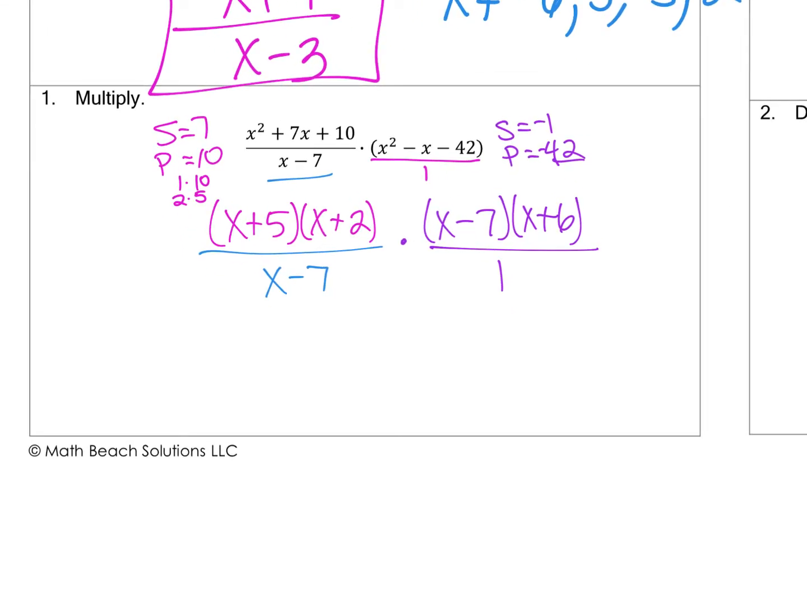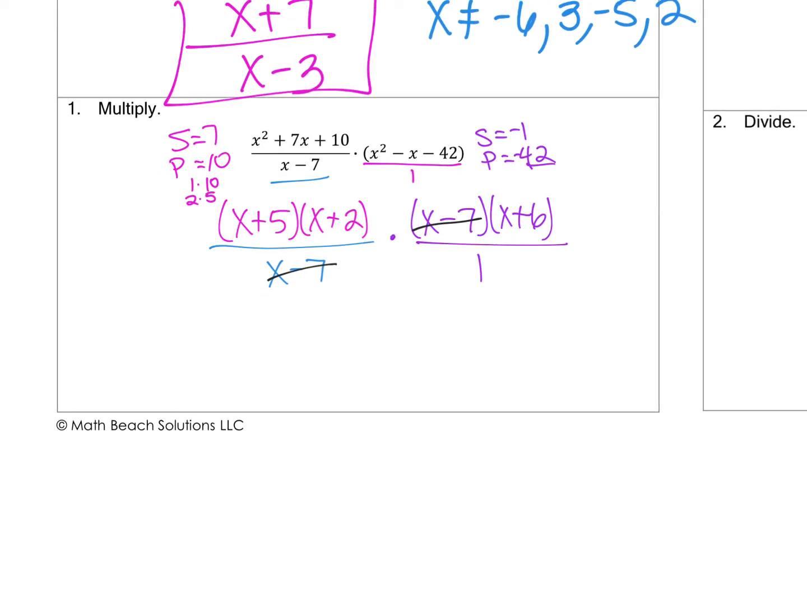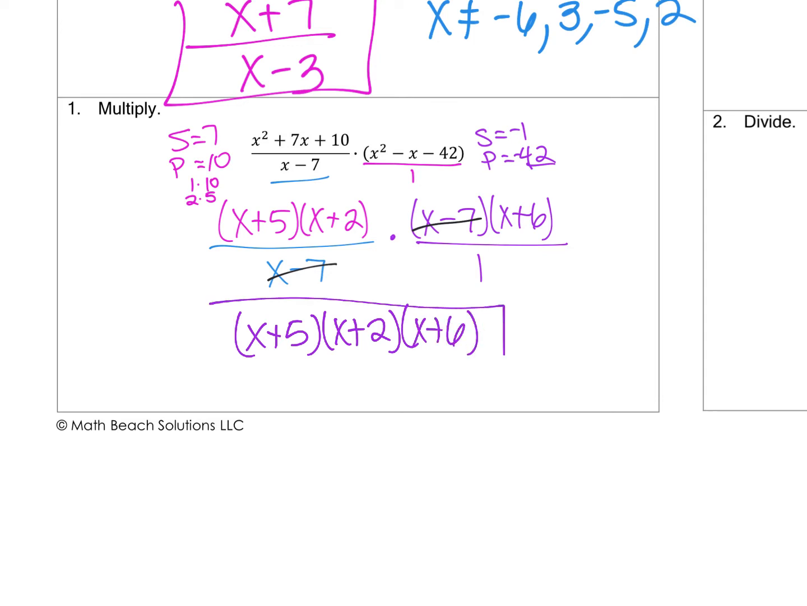So looking at it, we're going to see if anything cancels. Remember, it has to be on top and bottom, has to look exactly the same or diagonally. So notice x minus 7 we can cancel out. Then we can't cancel anything else out, so we would have x plus 5, x plus 2, and x plus 6. There's nothing left in the denominator, so that would be my answer. But we have to also look at our denominators before we simplify, and x cannot equal 7 for that piece. There's not anything that would cause this to be 0 because it's just a 1.